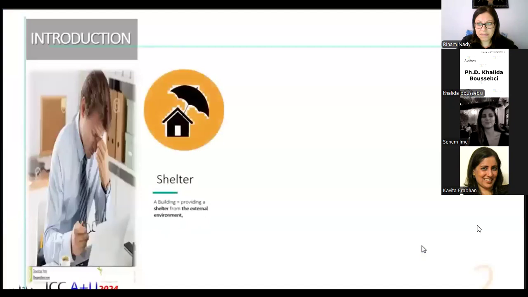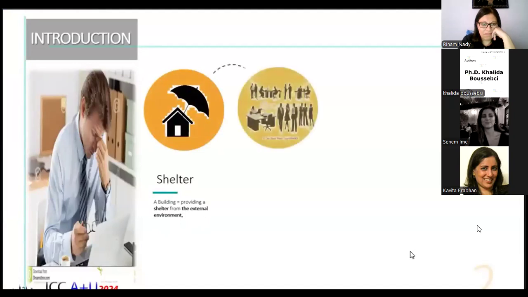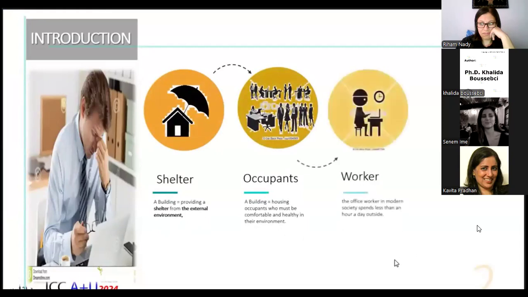This research was born from a general reflection that the basic requirement for a building is to provide shelter from the external environment. Although buildings are not just structures, they house occupants, who must be comfortable and healthy in their environments. However, the office worker in modern society spends less than an hour a day outside. As a result, the comfort of buildings' occupants is why the structure was originally designed. With this in mind, among the architectural solutions adopted in modern buildings was the integration of the atrium.